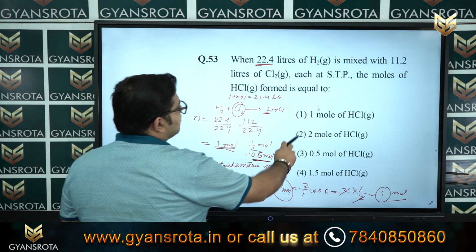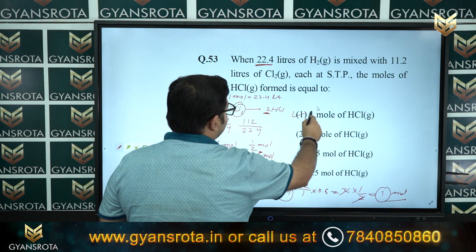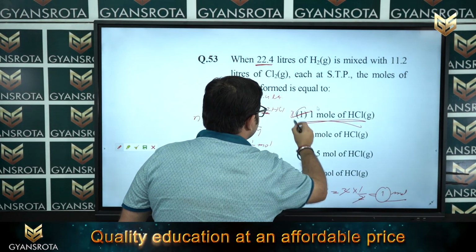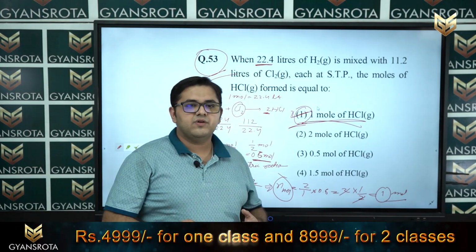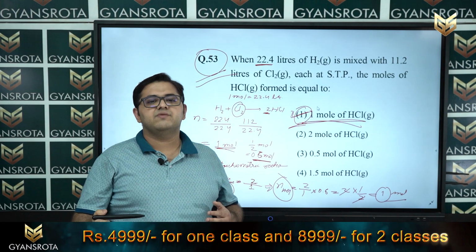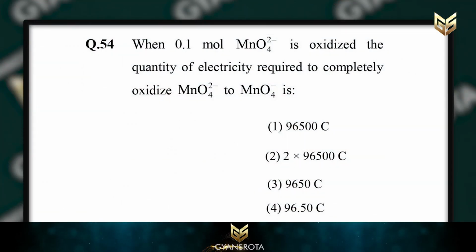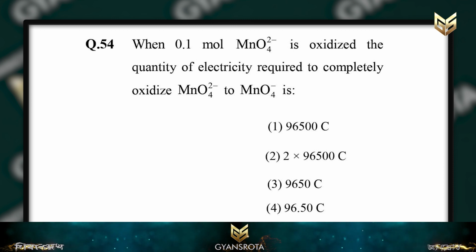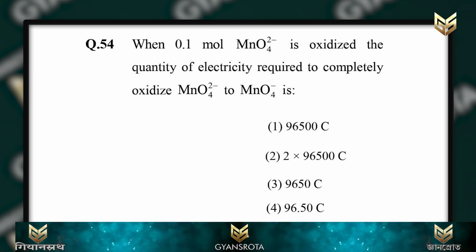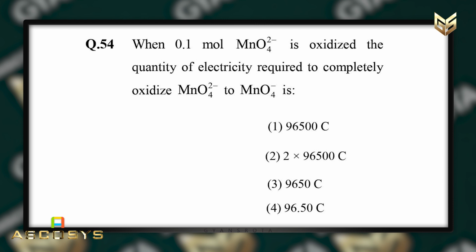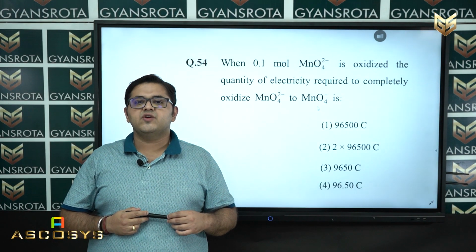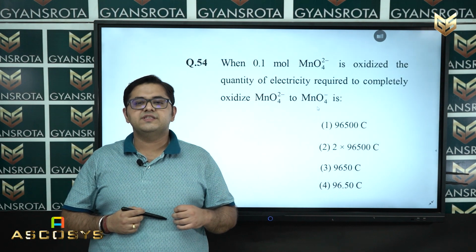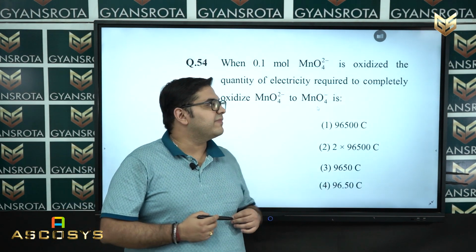Now if you see, 1 mole, 2 mole of HCl, 0.5. So option number 1, having this 1 mole of HCl, is the correct answer of this question number 53. Now we are going to the next question, question number 54, which is on your screen. When 0.1 mole MnO4 2 minus is oxidized, the quantity of electricity required to completely oxidize MnO4 2 minus to MnO4 minus is. This question comes from the electrochemistry chapter of your class 12 NCERT. Now we are moving to the solution part.